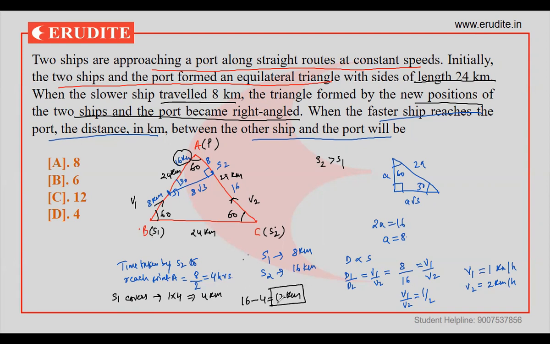They are asking, when ship 2 is at the point A, what is the distance between the port and ship 1? This is 12 kilometers. So the correct answer is option C.